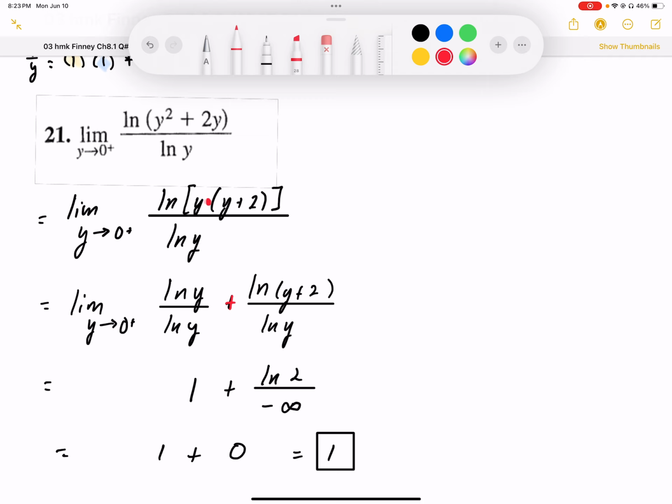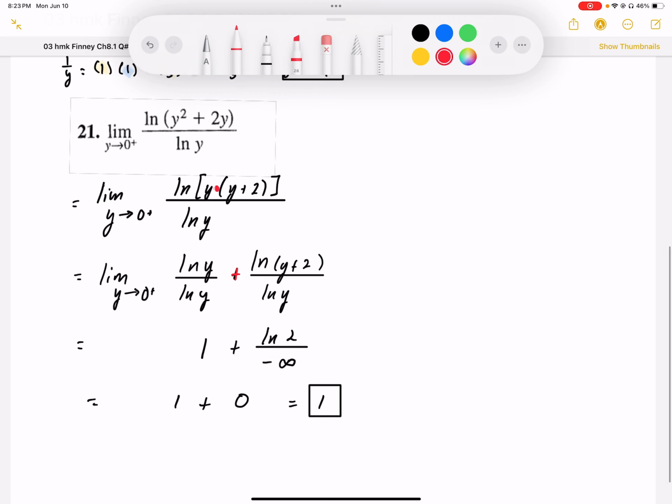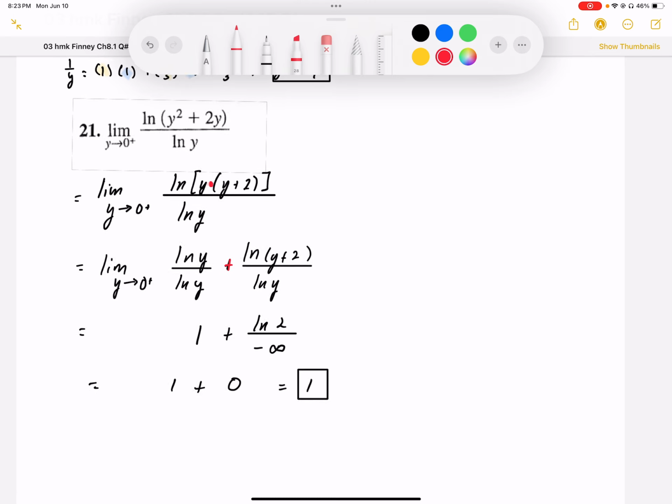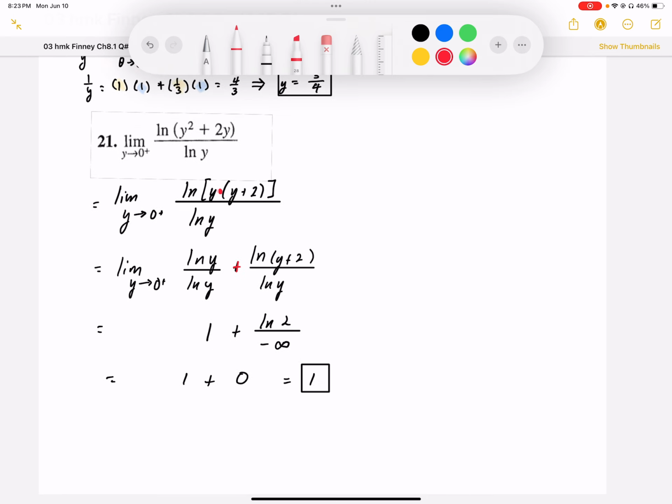And we're going to end up with ln y over ln y, which is 1, plus ln y plus 2 over ln y. When we apply the limit, we get ln of 2 and ln of 0 in the denominator, which from the right-hand side becomes negative infinity. Ln 2 divided by negative infinity is 0. So we get a limit equal to 1.